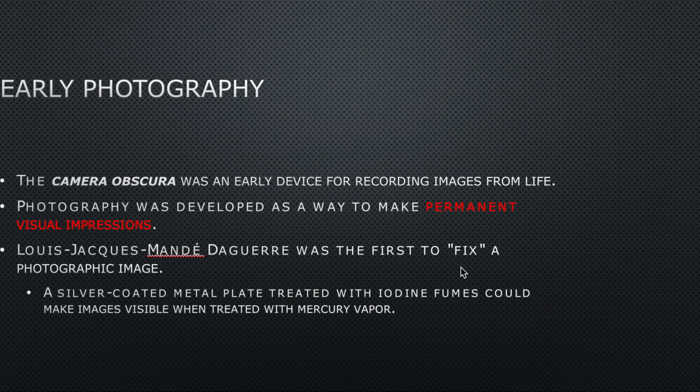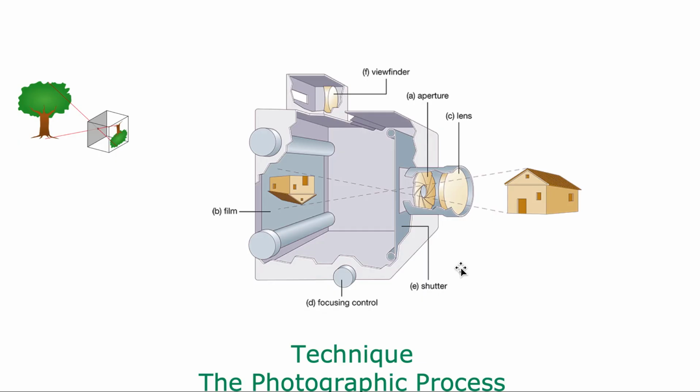Early photography. So let's look at this. To me, this is the most important change in 20th century art. So there's a lot of change going on, but to me, this one is dramatic. The camera obscura was an early device for recording images from life. Photography was developed as a way to make permanent visual impressions. Louis-Jacques Mandé Daguerre was the first to fix a photographic image. A silver-coated metal plate treated with iodine fumes could make images visible when treated with mercury vapor. Sounds also very toxic. So many people were working on this.